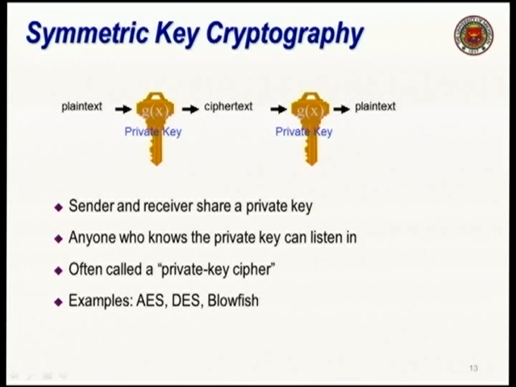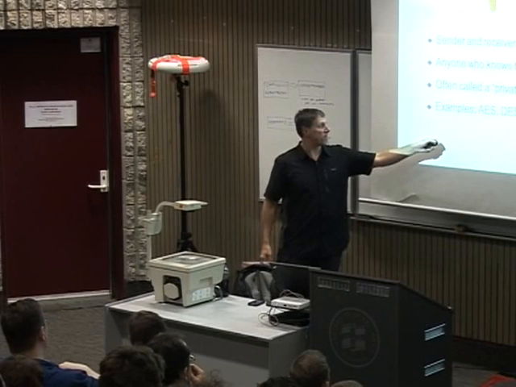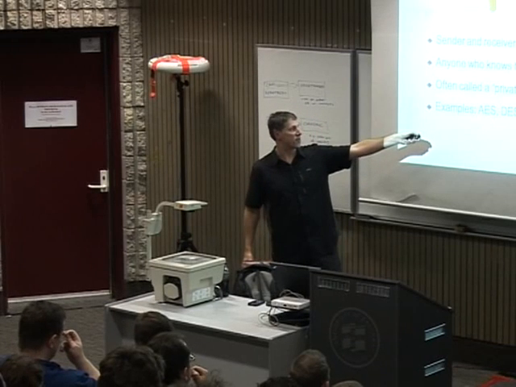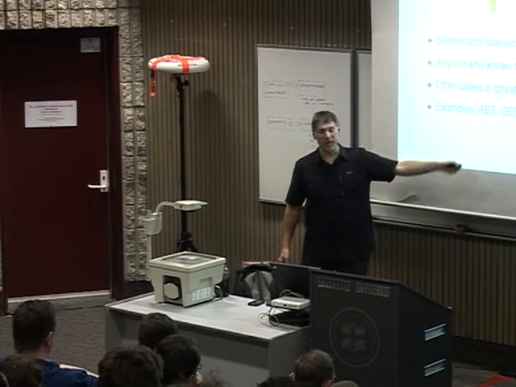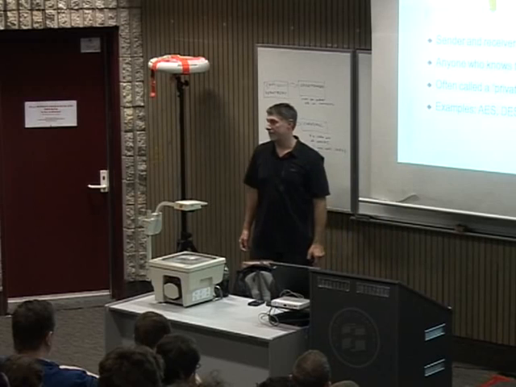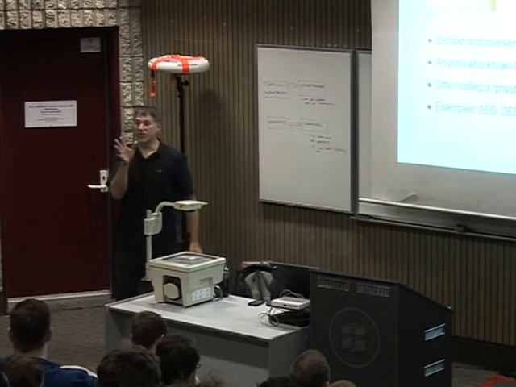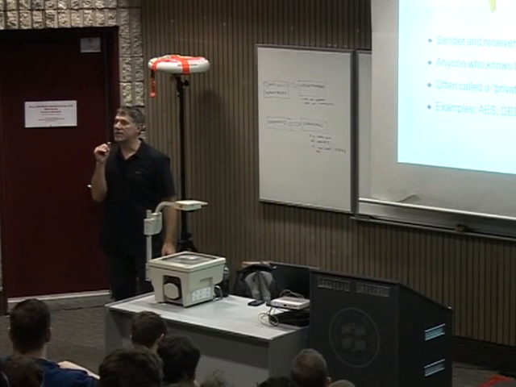So the sender and the receiver share a private key. Anyone who knows that private key can listen into this conversation and can even change the data as it's going through. It's often called a private key cipher, and examples of this are AES, the US Advanced Encryption Standard, the older DES, the European standard Blowfish, etc. So these are very useful algorithms. They're particularly useful because they're efficient.